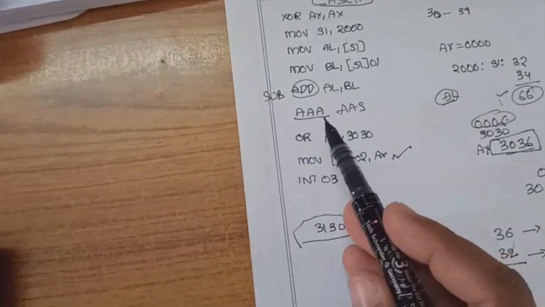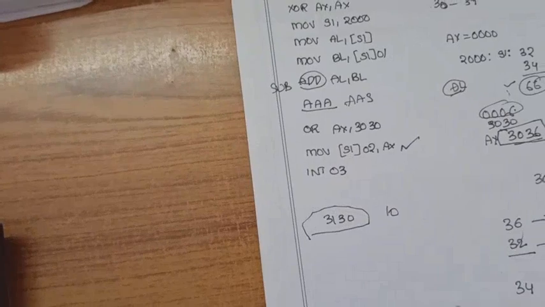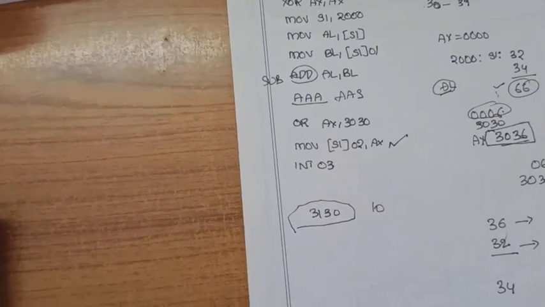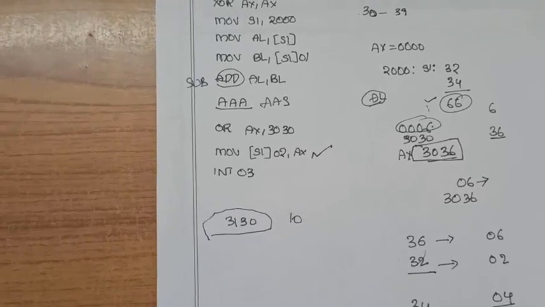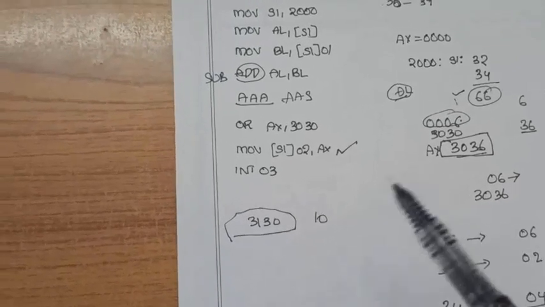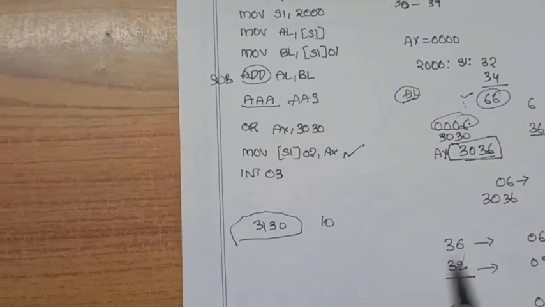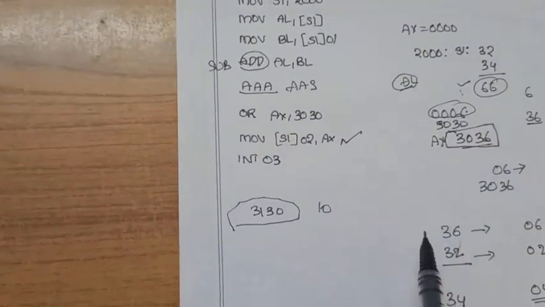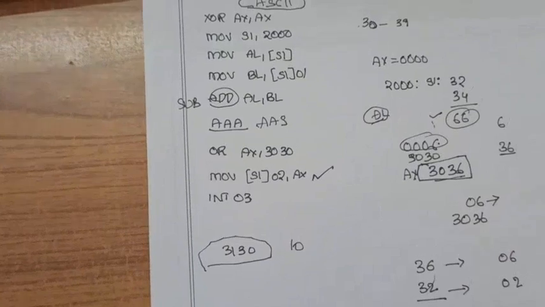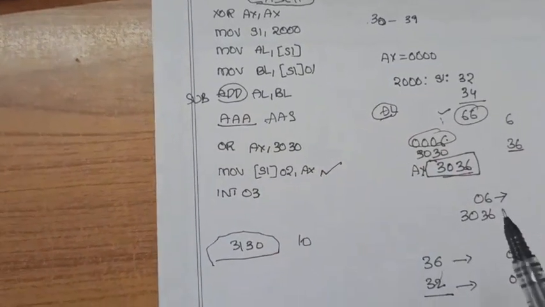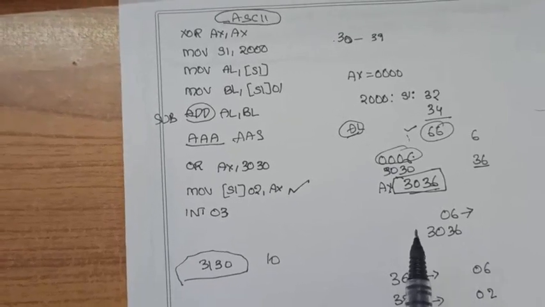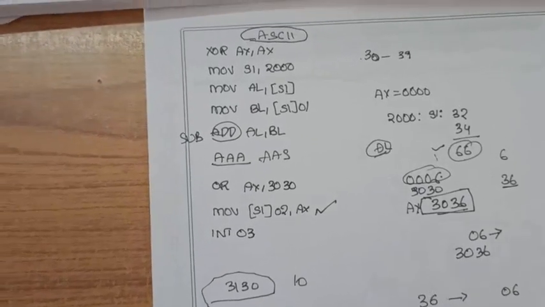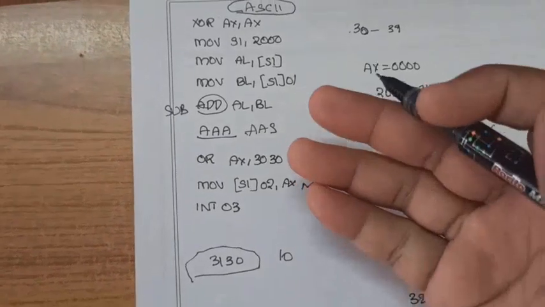So the main operation of this ASCII adjust after addition, ASCII adjust after subtraction is it actually converts the lower nibble of the AL register into the format such that it converts into ASCII form. It just adjusts the data. So you can get a clear explanation of these instructions when you study the instruction set of the 8086 microprocessor in your theory classes. So from the lab point of view, you just understand this concept.